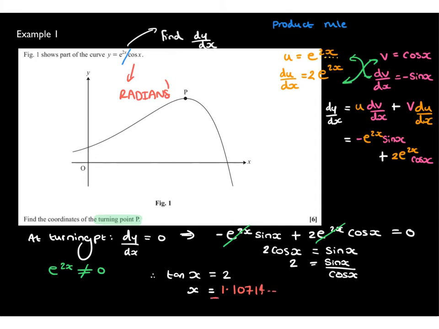1.1014, which will round to 1.11 to 3 SF, and we need to substitute the unrounded value into the original equation. So I recommend saving this in a calculator memory and then substituting it into the equation of the curve. We get 4.0942, so y is 4.09 to 3 SF.